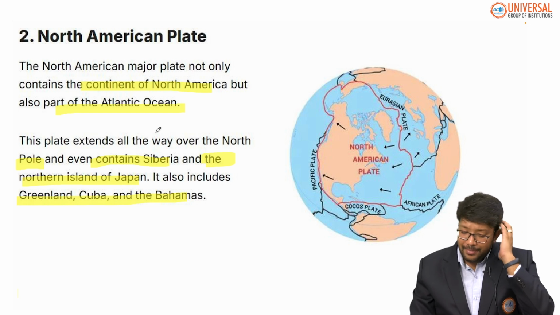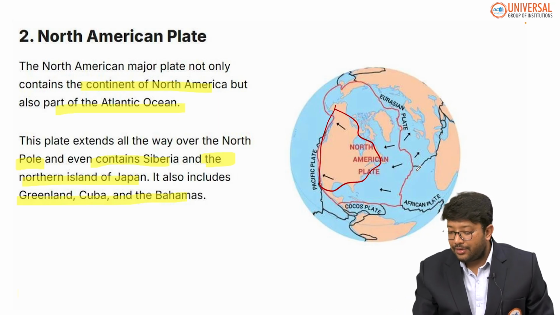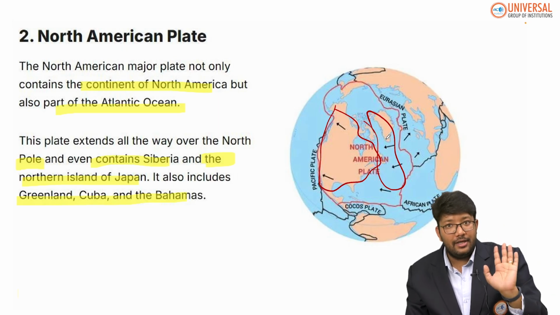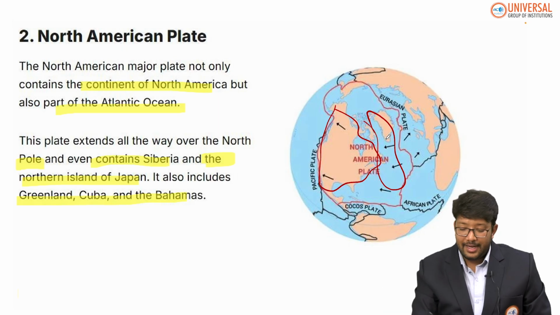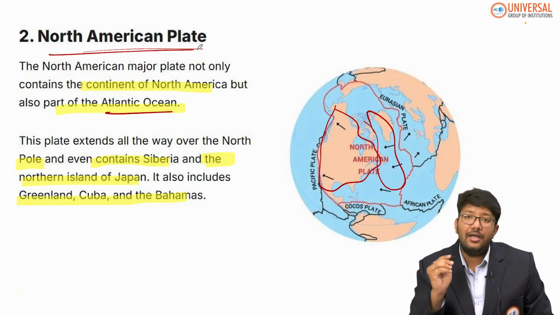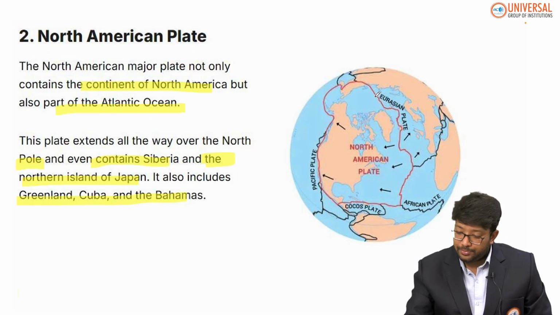The North American plate does not only contain North America. This is North America, but also part of the Atlantic Ocean. This Atlantic Ocean is also part of the North American plate. North American plate doesn't mean only North America. The Atlantic Ocean is also part of the North American plate. So this plate extends over to the North Pole. This is the North Pole. And it even contains Siberia also.